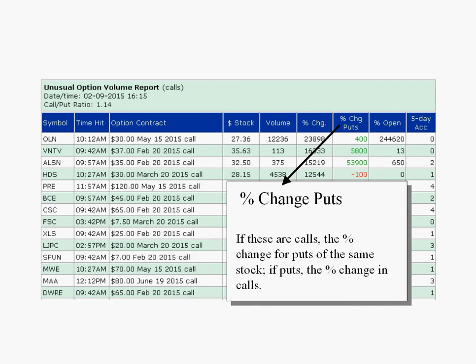Now, this column tells you whether or not there was a change in volume of the opposing side. So if you're looking at calls, this will tell you if there's a change in the puts. This is significant because if you see a massive change in volume for puts when you're looking at the calls, that means somebody's playing both sides. That might make a difference in your decision, because if they're playing both sides, then what they're expecting is a big move, but they don't know in what direction.